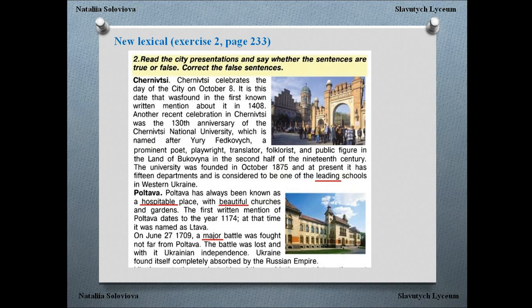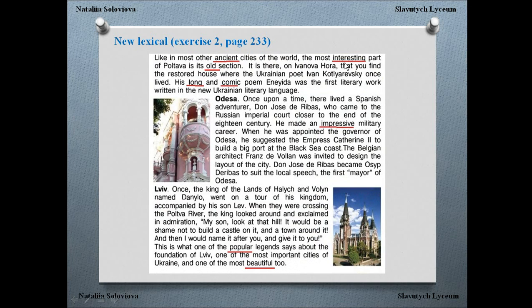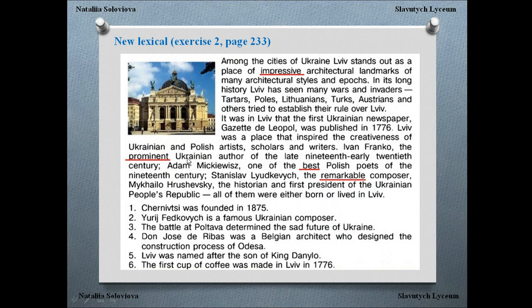So, in the first two passages, we can find such words as leading, hospitable, beautiful, major. I'm sure you will find more of them, but those ones were found by me. Next, ancient, interesting, old, long, comic, impressive, popular, beautiful, impressive again, prominent, the best, remarkable. So some of these words were in our previous list. Well, and now let's look through this text again and write down some words that you have never seen before, or maybe whose translation you have already forgotten. It's not a crime to forget the translation or meaning of a word. Just revise these words from time to time.